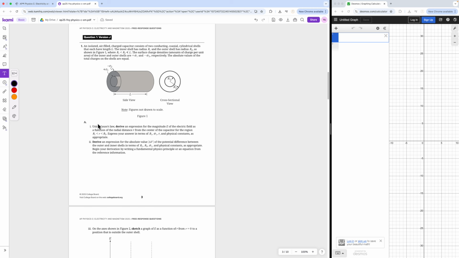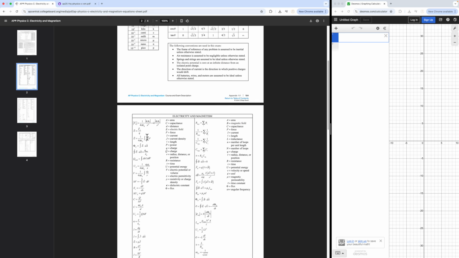Using Gauss's law, derive an expression of the magnitude of the electric field as a function of the radial distance from the center of the capacitor. And R is going to be away from this inner cylinder, but it's going to be less than this outer cylinder. So let's start with an expression. What expression are we going to use? We're going to use Gauss's law over here. ∮E dA equals Q enclosed over epsilon.